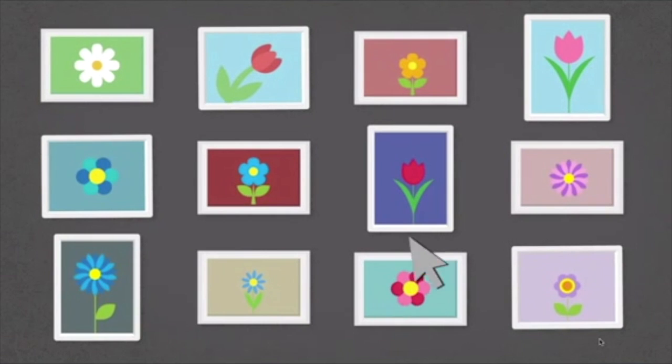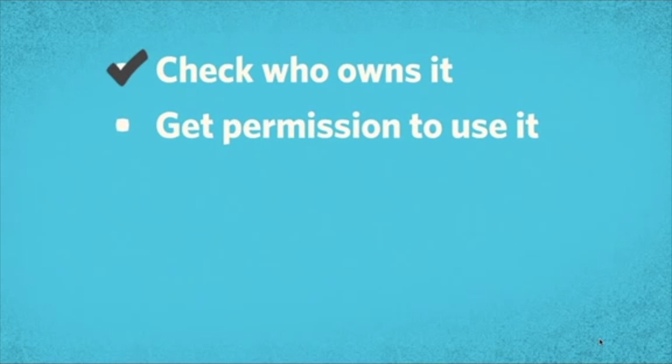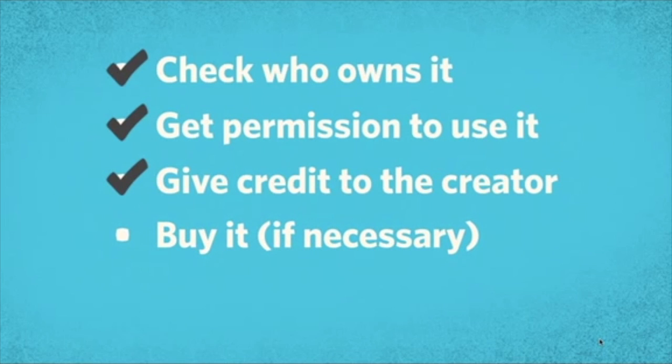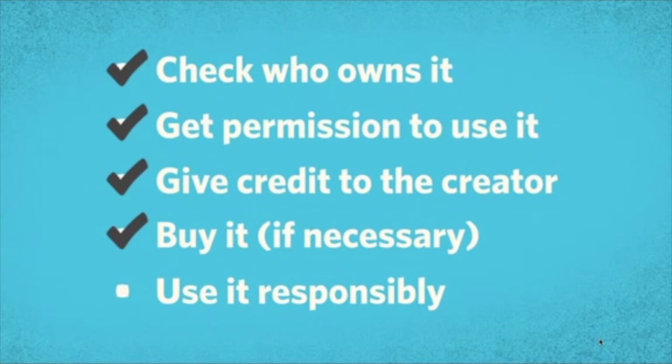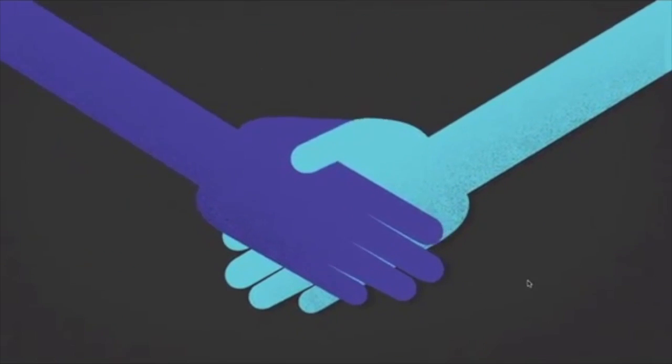So what should you do if you find something online that you want to use? As a rule of thumb, check who owns it, get permission to use it, give credit to the creator, buy it if necessary, and use it responsibly, which means judging for fair use. You're a creator, innovator, and inspirer. Think twice about your rights and responsibilities in our online culture, and then pay it forward.